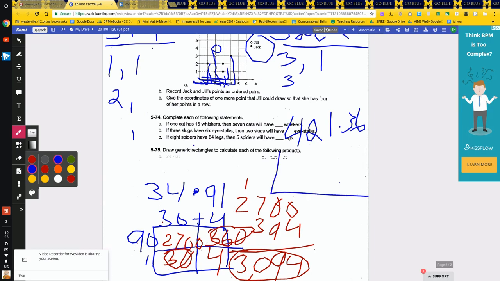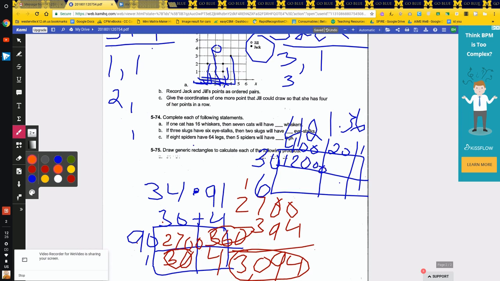So again, I'll make my generic rectangle, break it up into 3 spots. I have 400 on top, then 20, then a simple 1, and on the side I have 30, and I have 6. 4 times 3 is 12. Add my 3 zeros, 1, 2, 3, so it's 12,000. 3 times 2 is 6, plus 2 zeros, 600. And then 30 times 1, like our last problem, is just 30.